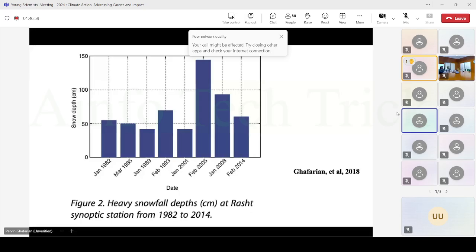Earlier, heaviest snow occurs on the southern coast of the Caspian Sea every few years due to the sharp temperature difference between the warm lake and the cold air, as well as the presence of the Alborz mountain range. As you can see, the snow in February 2005 reached about 1.5 meters. With global warming, the surface temperature of the lake will increase, and this temperature difference will affect the intensity of this phenomenon.